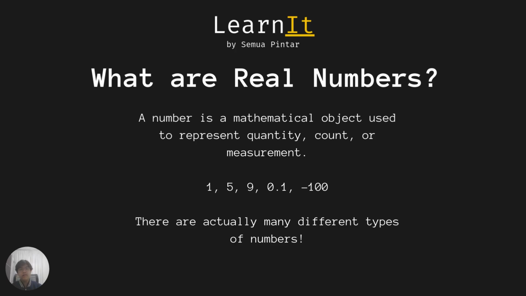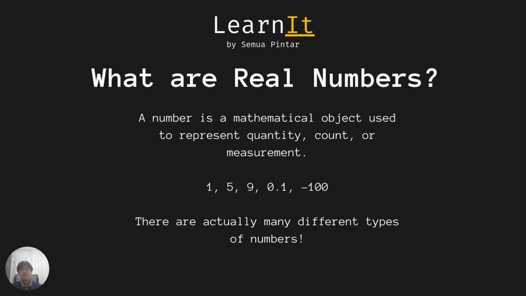What are real numbers? A number is a mathematical object used to represent quantity, count, or measurement. So, when you see an equation like 2 plus 2 equals 4, 2 is a number and 4 is also a number. Now, notice how I said real numbers here. There is another type of numbers called imaginary numbers, which do not exist in our world. However, that will be covered in a future lesson. So now we're going to be focusing on real numbers, or numbers that exist in our real world.